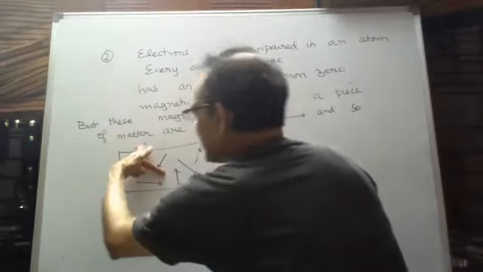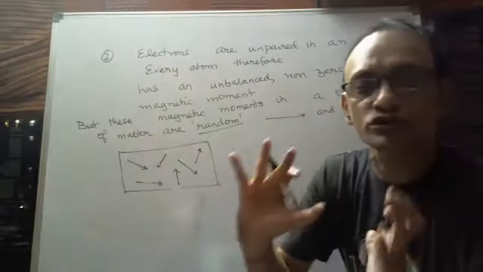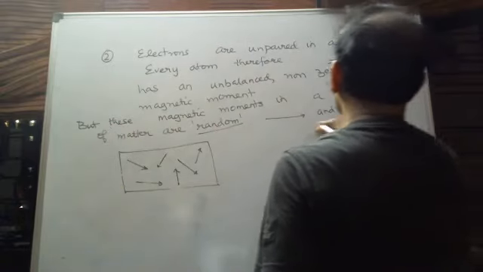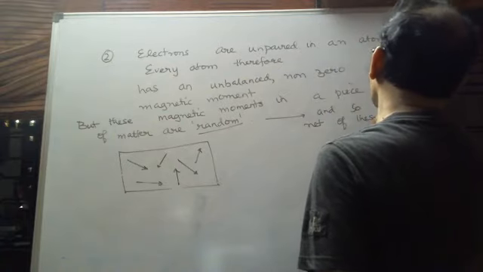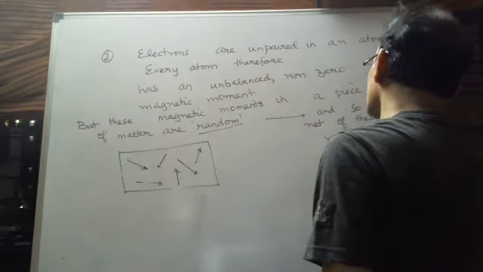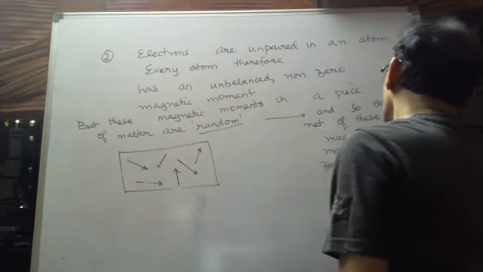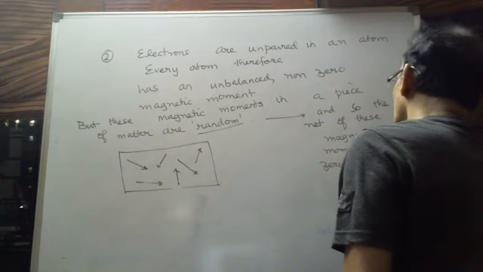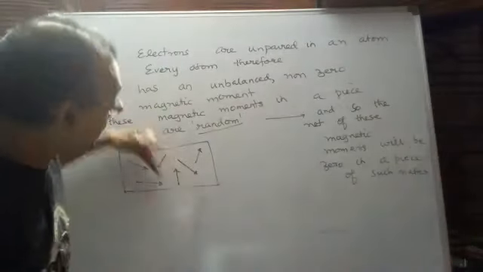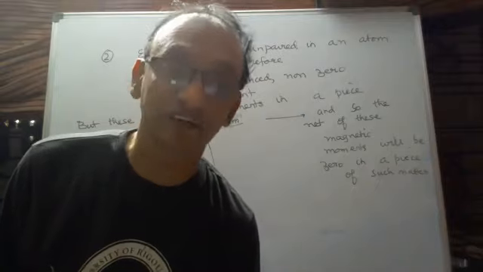Although every atom, ये एक atom है जिसका magnetic moment है because of an unpaired electron. Every atom will produce an unbalanced magnetic moment, but together in a piece of matter, the net of these magnetic moments will be zero. So every atom has a non-zero magnetic moment, but together the net magnetic moment is zero before an external magnetic field is applied, right?